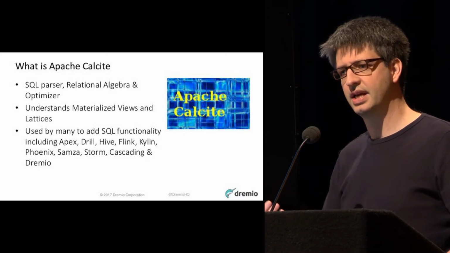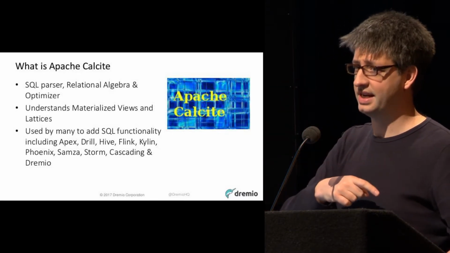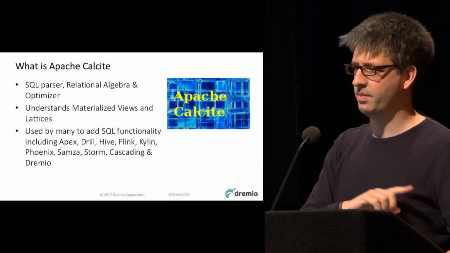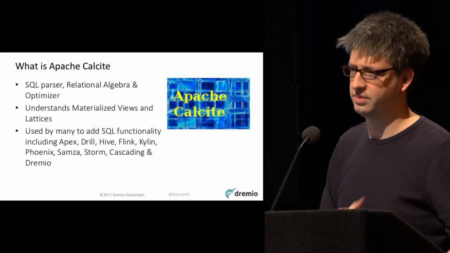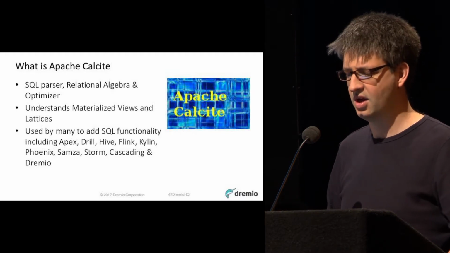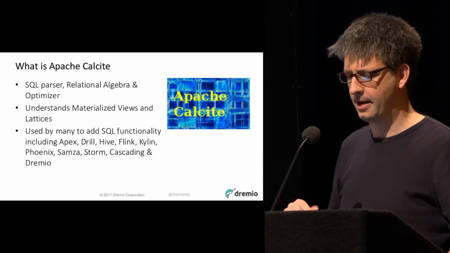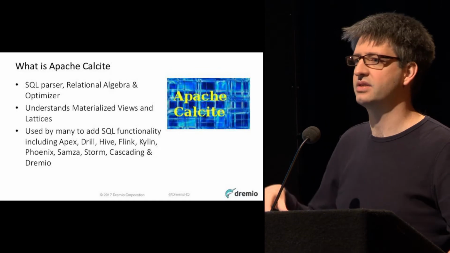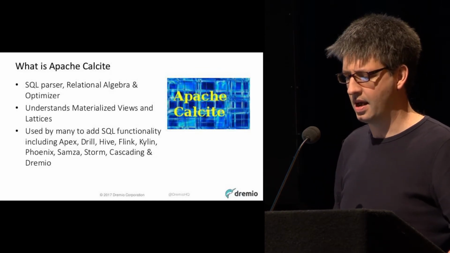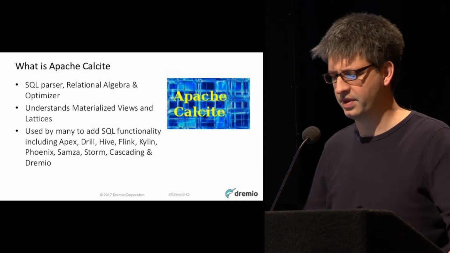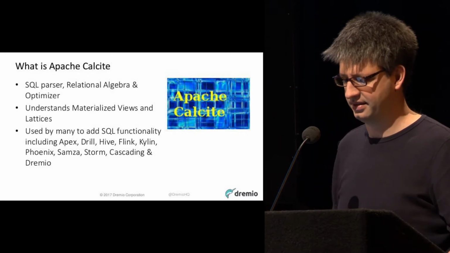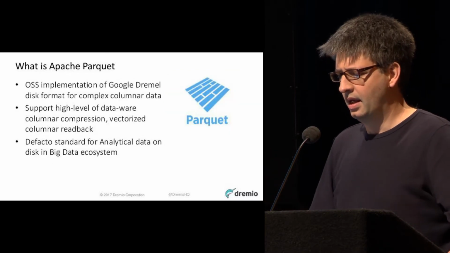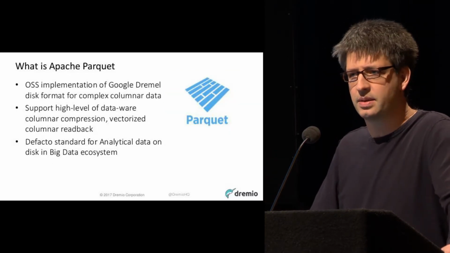It also is nice because it understands materialized views. You may have caught the talk yesterday if you were on the data engineering conference track. Julian Hyde is the creator of the Apache Calcite project and talked probably in more detail about Calcite specifically. I'll talk about it in a more general context. But it understands materialized views and this concept of lattices, which is a nice structured way to deal with materialized views, and is used by a huge number of projects. Some of the examples are Apex, Drill, Hive, Flink, Kylin, Phoenix, Samza, Storm, Cascading, and of course, I use it inside of Dremio.